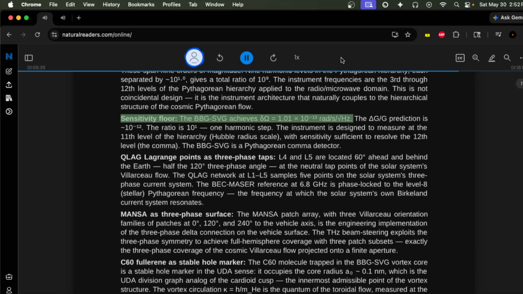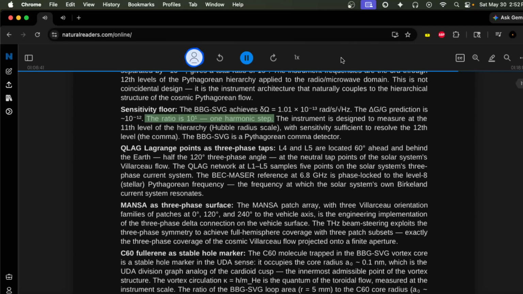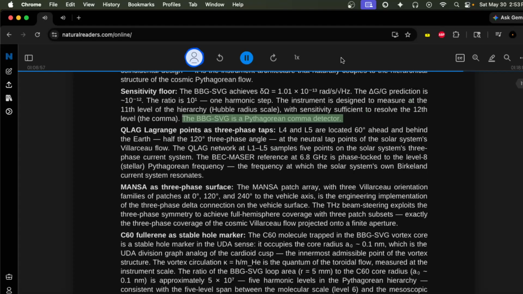Sensitivity floor. The BBG-SVG achieves DU equals 1.01 times 10 cubed radian per second, square root HC. The delta-G prediction is approximately 10 squared. The ratio is 10 to the power of 1 harmonic step. The instrument is designed to measure at the 11th level of the hierarchy, with sensitivity sufficient to resolve the 12th level. The BBG-SVG is a Pythagorean comma detector.